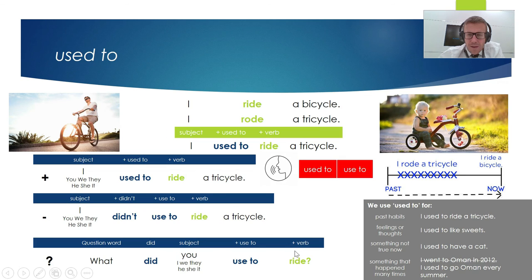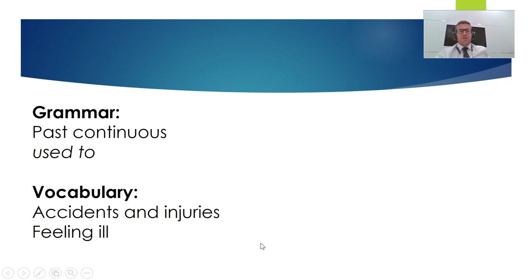And in this unit, we studied the grammar of past continuous and used to, and the vocabulary of accidents and injuries and feeling ill. Good luck with your revision.